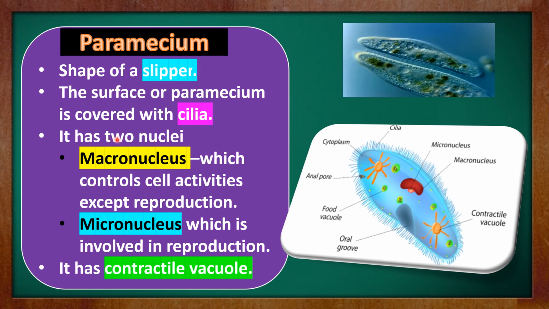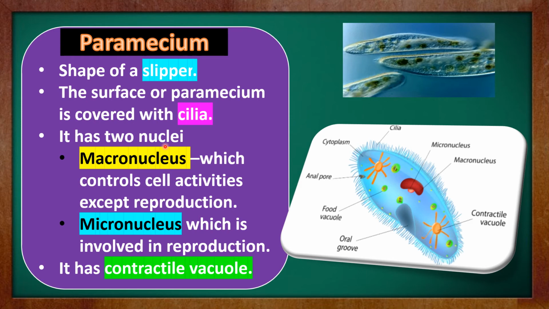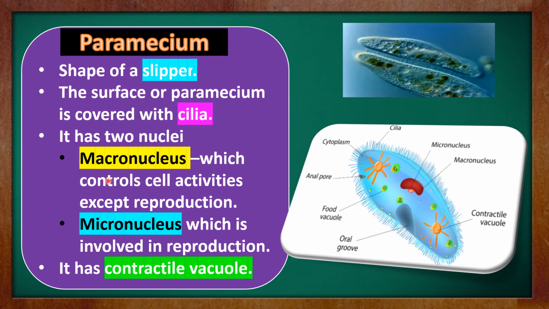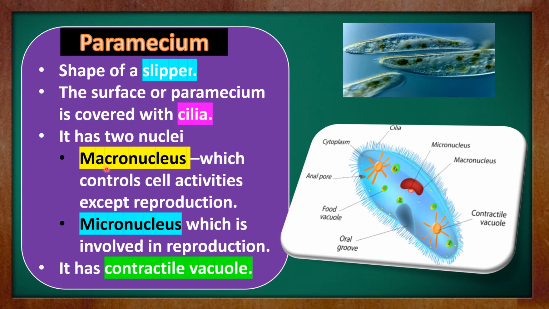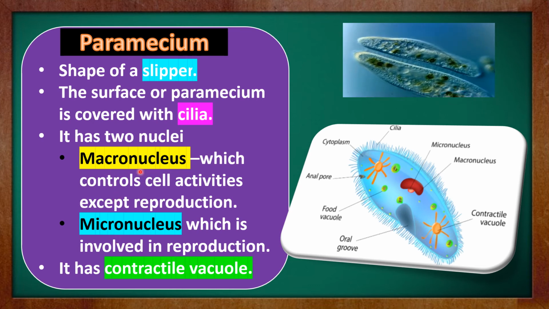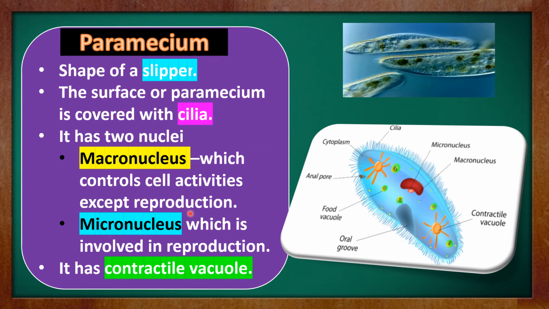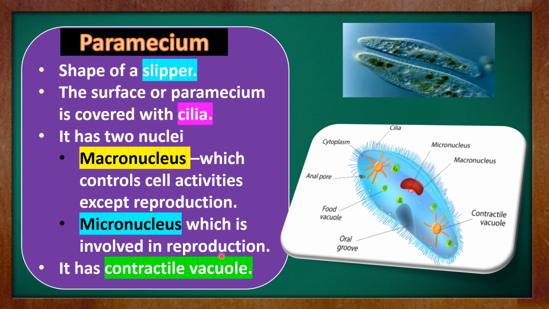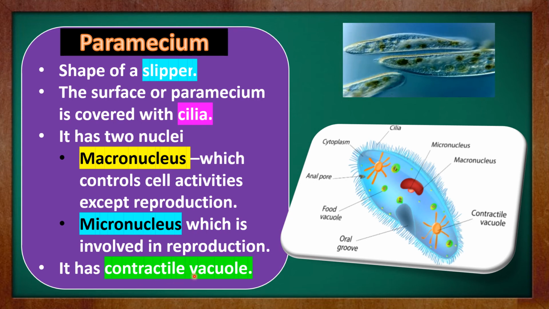Paramecium also has two nuclei. Nuclei is the plural term for nucleus. The two nuclei of Paramecium are the macronucleus and the micronucleus. Macro, literally, is bigger than micro. The macronucleus controls all the cell activities except reproduction. The micronucleus is involved in reproduction. Paramecium also has a contractile vacuole.